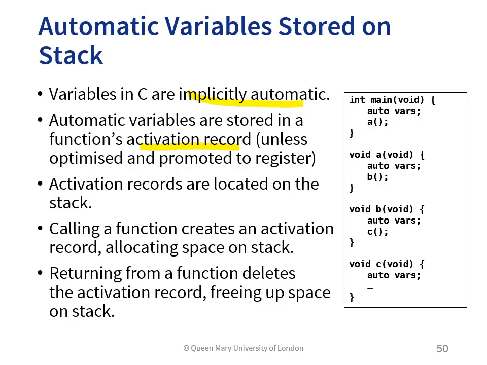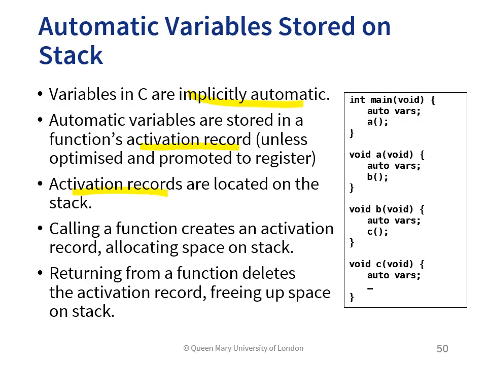As we have seen before, activation records are located in the stack. Whenever a function is called, we create an activation record. When the function returns, it frees the space. So if you look at the example on the right hand side, whenever we go from the main function into a call to B, and so on, all the variables declared within the functions are actually automatic variables.